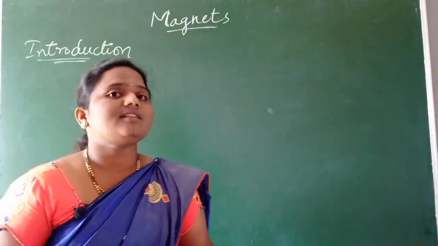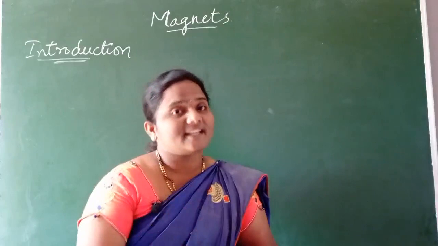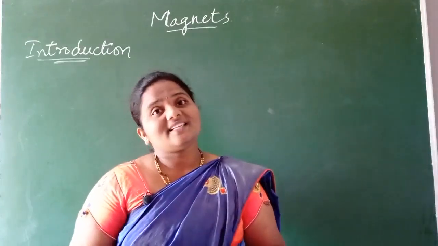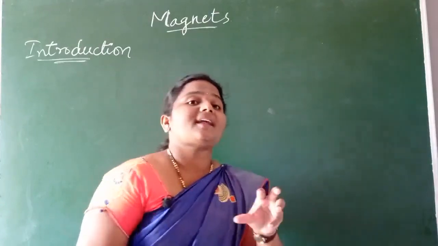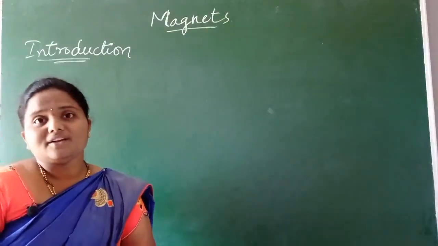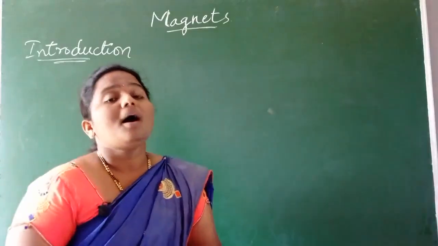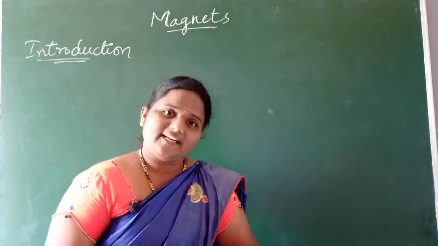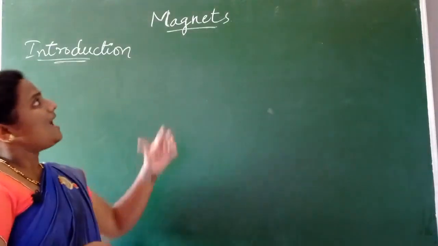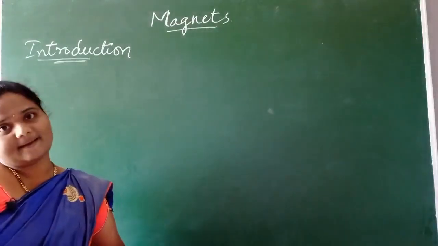Children, we already learned that a magnet is an object which attracts materials like iron, isn't it? Then nickel, cobalt. Some materials get attracted towards the magnet, and that object is called what? Yes, magnet. So what will magnets actually do? Magnets attract other materials, especially iron, isn't it, children? So we can say that a magnet is an object which attracts iron pieces.